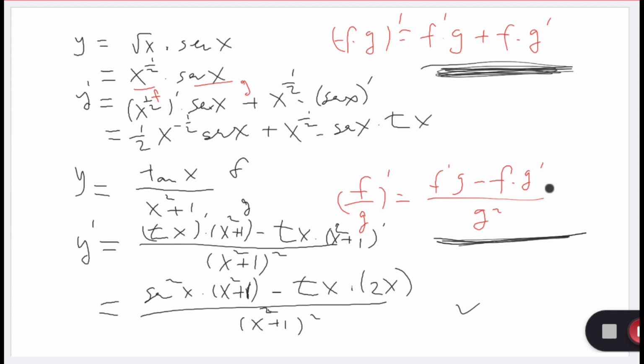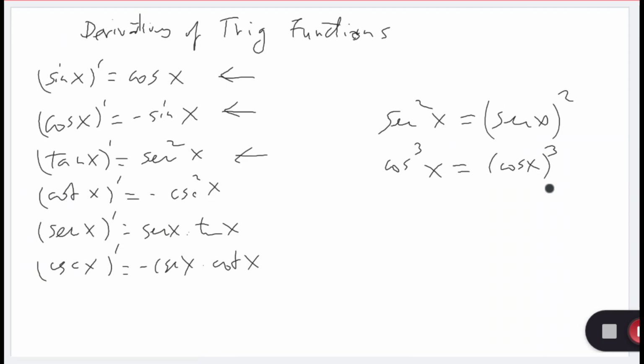Okay, so this is how we apply the new formulas to differentiate functions that could involve these trig functions. Okay, let's stop here.